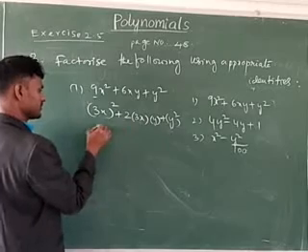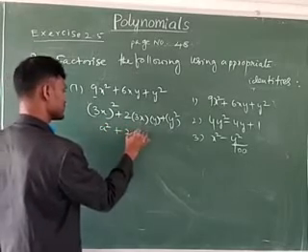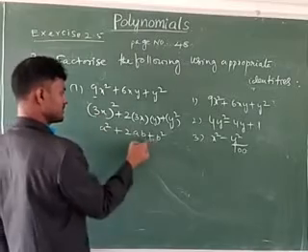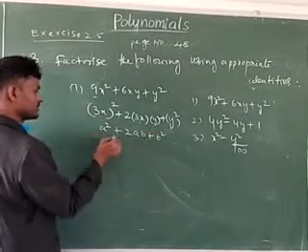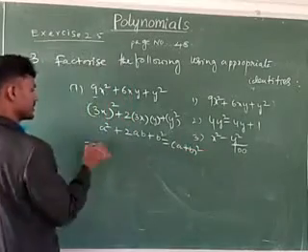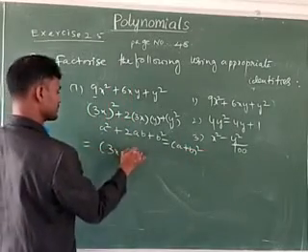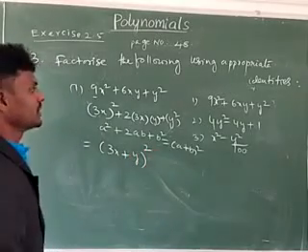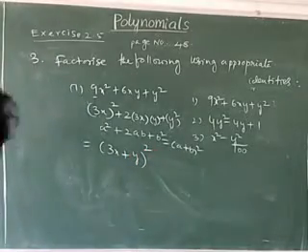Now compare this with a square plus 2ab plus b square. Here a is equal to 3x and b is equal to y only. Now this formula is the (a plus b) whole square formula. So (3x plus y) whole square. This is it. Next, the second one. Note down this one.